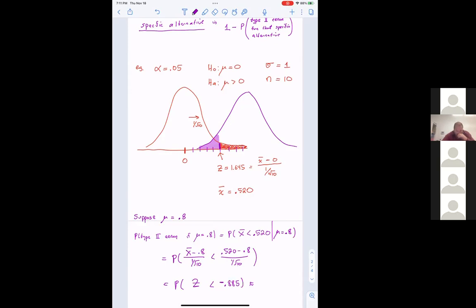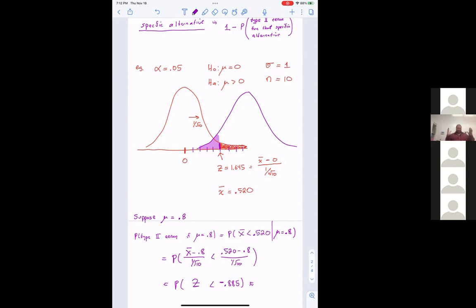Can you explain the last part about the type 2 error? Which part? Can you be more specific? Like where you started with the mean equals 0.8. You kind of lost me there. All right. So the red curve is your original curve if the null hypothesis is true. It's centered at 0. The deviation is sigma over the square root of n.